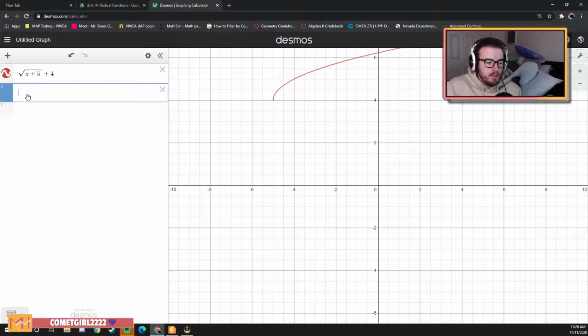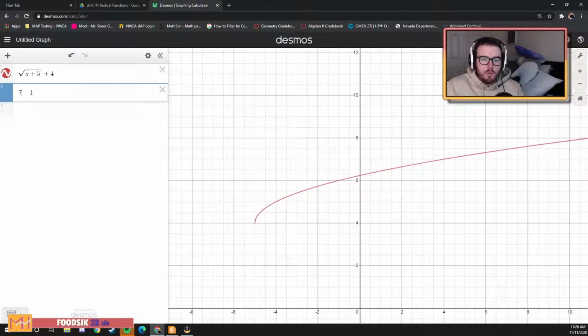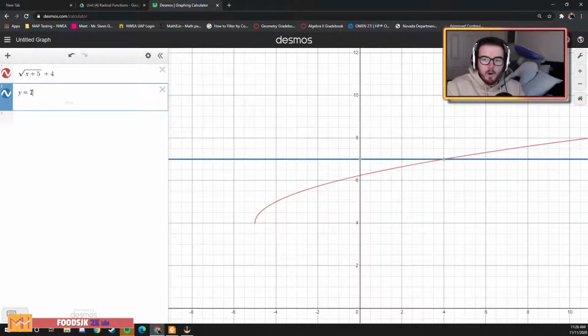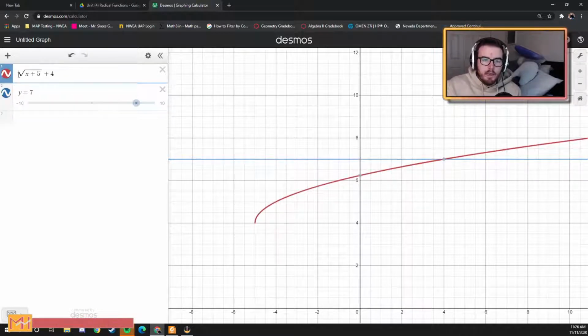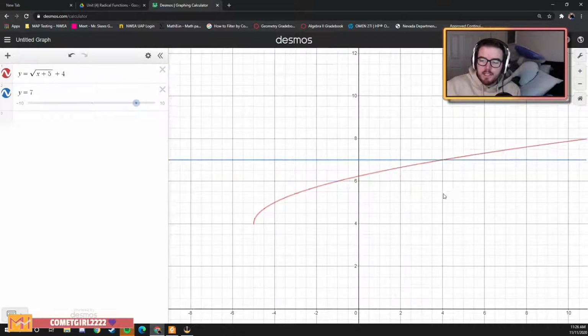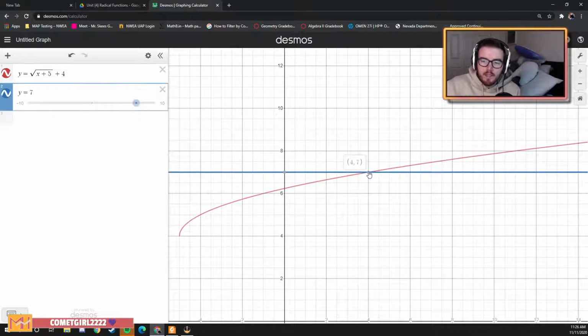So if you just type 7, it doesn't do anything. So you have to specifically type y equals 7. You can type y equals for this one too. It doesn't really make a difference. So wherever they intersect is our solution. And you can see here that they intersected once at 4, 7. So the solution for x is simply 4.